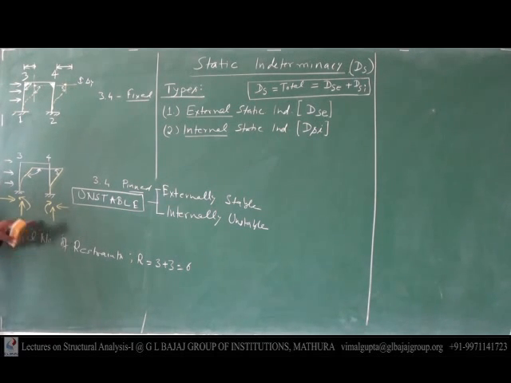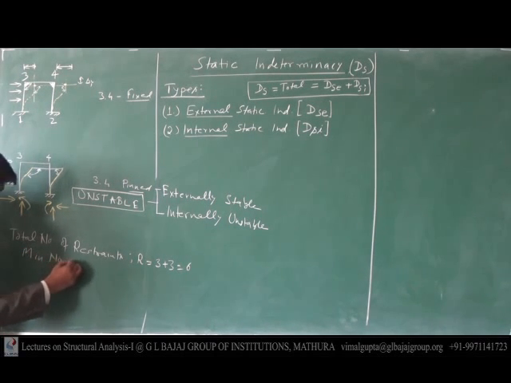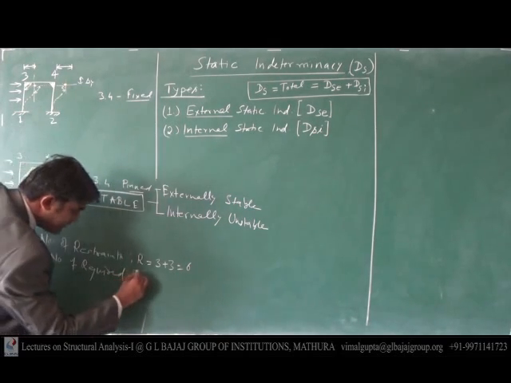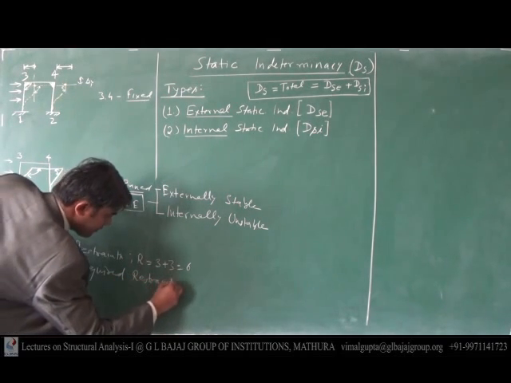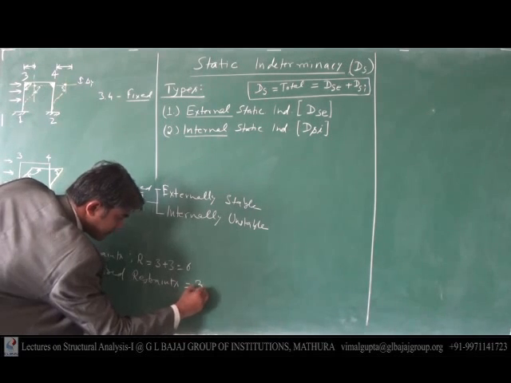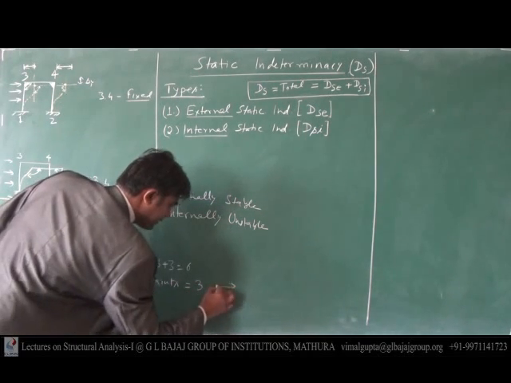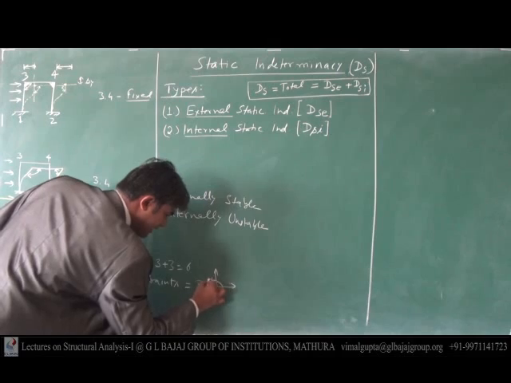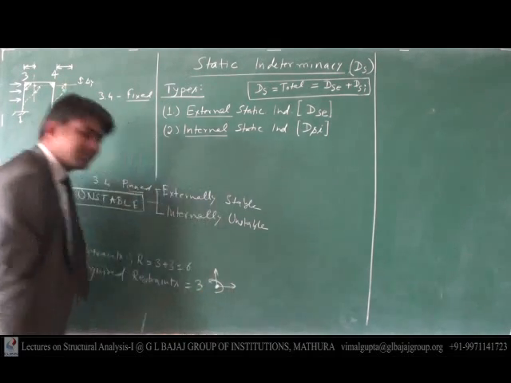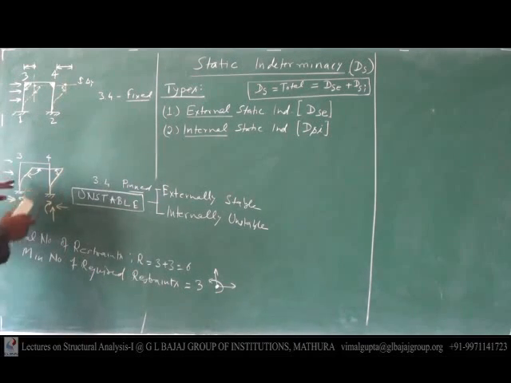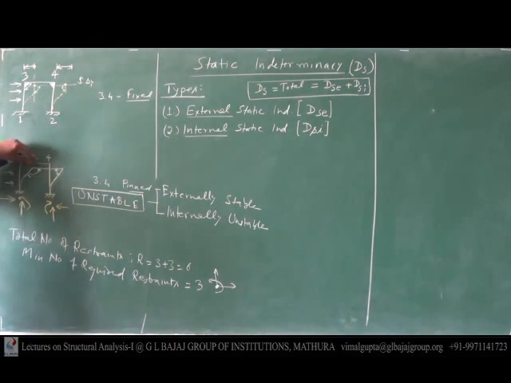Okay, and we know very well that the minimum number of required restraints is what? 3. And where does it come from? If I am taking the entire structure as a point, meaning this entire structure consists of 2 vertical members, this one, and the supports.